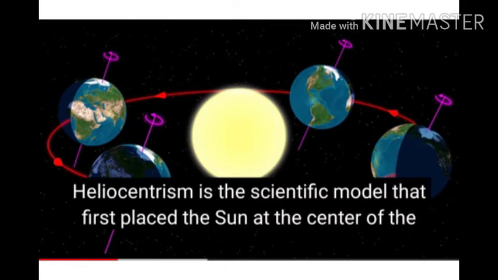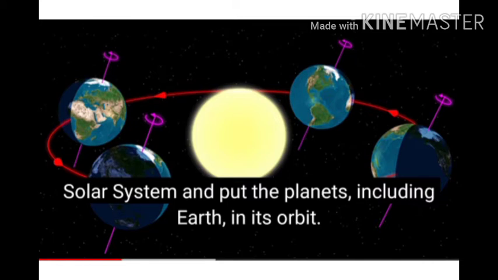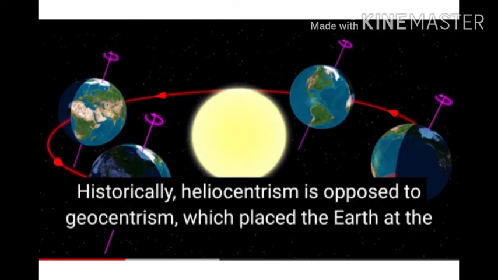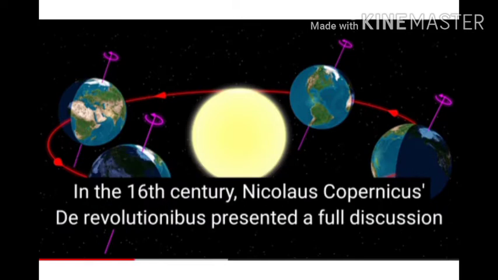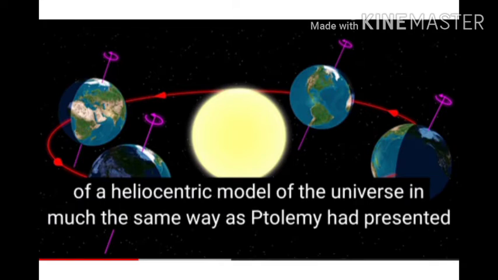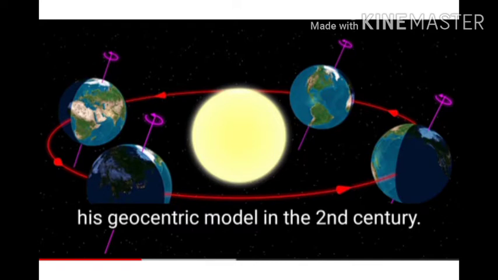Heliocentrism is the scientific model that first placed the Sun at the center of the Solar System and put the planets, including Earth, in its orbit. Historically, heliocentrism is opposed to geocentrism, which placed the Earth at the center. Aristarchus of Samos already proposed a heliocentric model in the 3rd century BC. In the 16th century, Nicolaus Copernicus's De Revolutionibus presented a full discussion of a heliocentric model of the universe in much the same way as Ptolemy had presented his geocentric model in the 2nd century.